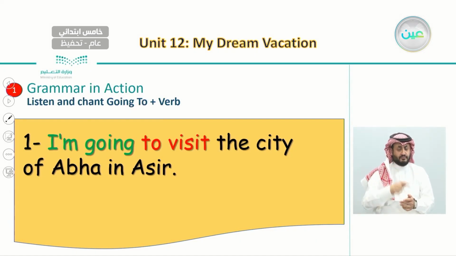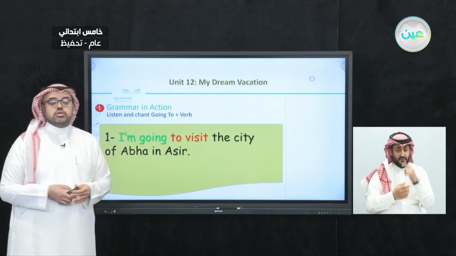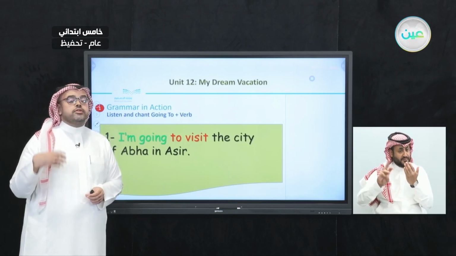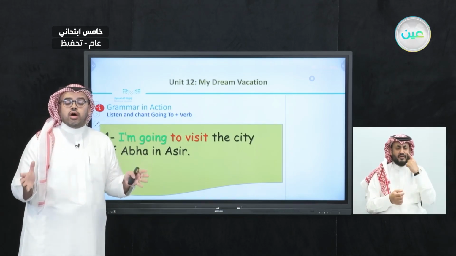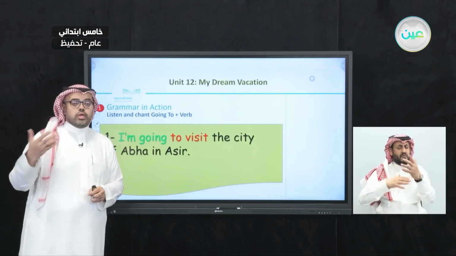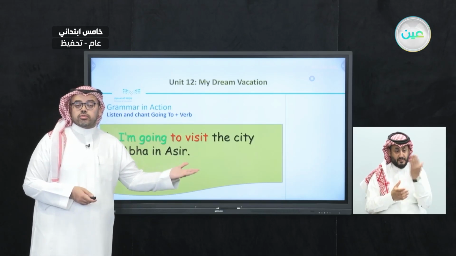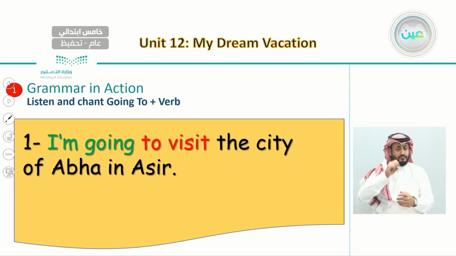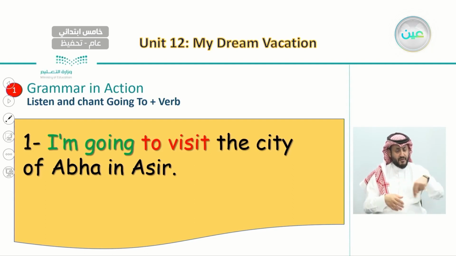So here we have 6 different sentences, and what we would like to do is that we're going to read each of these sentences to highlight them to see how they are formed, and then we can read the other sentences and learn how to use going to correctly. So let's listen to the first part here. Number 1. I am going to visit the city of Abha in Asir.